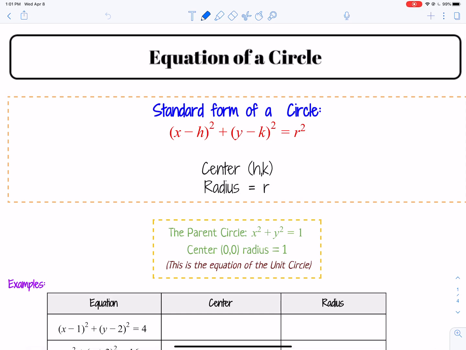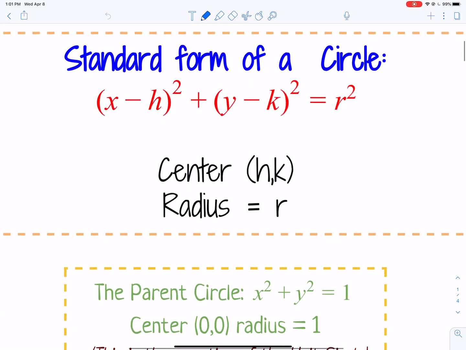In this video, we're going to take a look at the equation of a circle. So the standard form of a circle is written as (x - h)^2 + (y - k)^2 = r^2. The center is at (h, k) and the radius is equal to r.